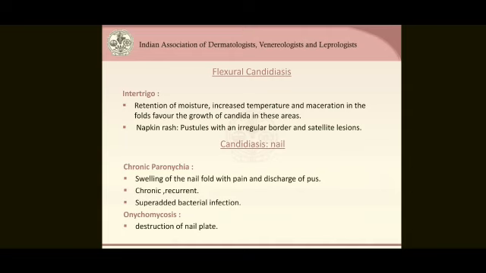Candidiasis of the nail can be chronic paronychia, clinically presenting as a swelling of the nail fold with pain and discharge of pus. It will be chronic and recurrent with superadded bacterial infection. Onychomycosis is due to destruction of the nail plate.